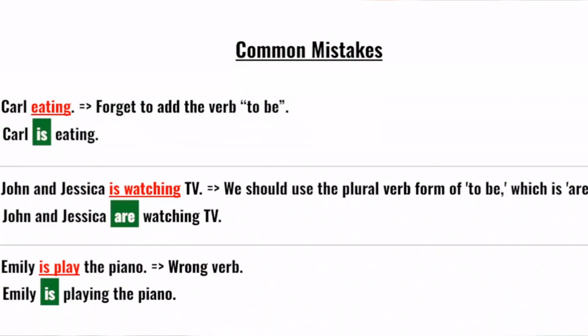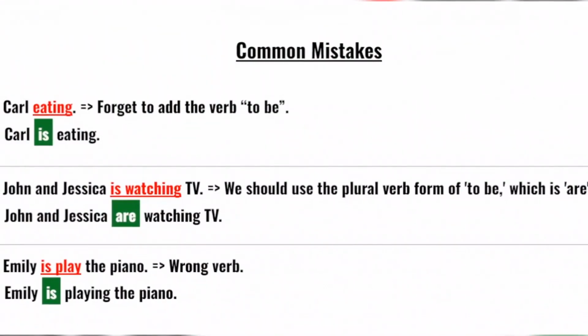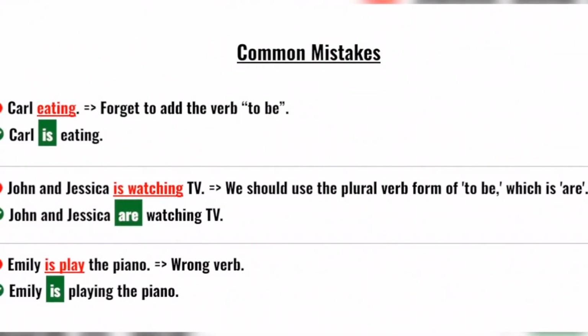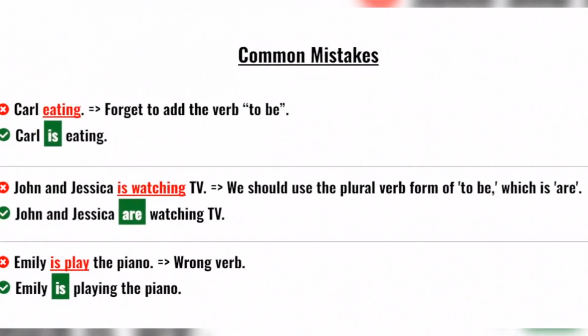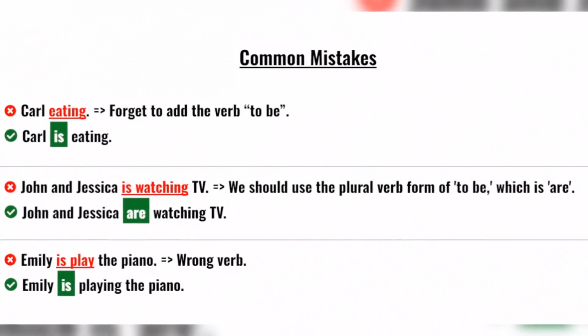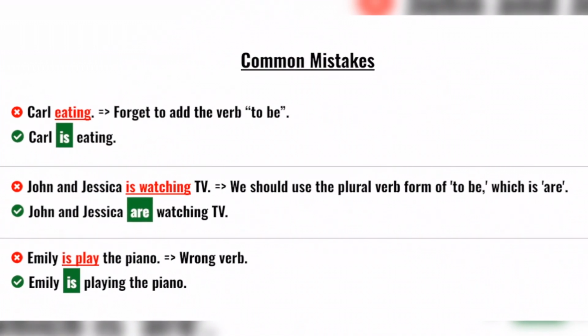And now, let me walk you through some common mistakes that students are making while learning present continuous. Sometimes people forget to add the verb to be. For example, Carl eating. It's wrong. Carl is eating. That's correct.